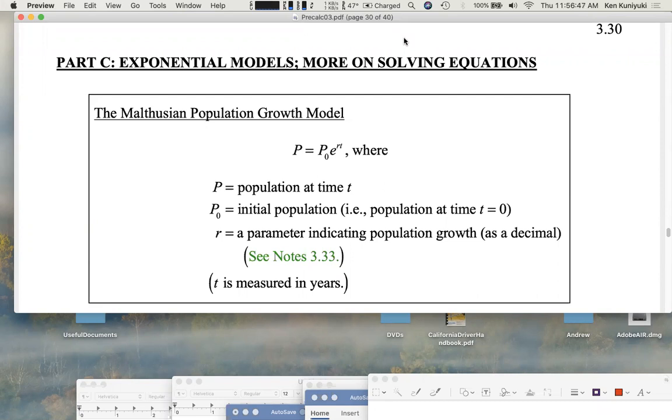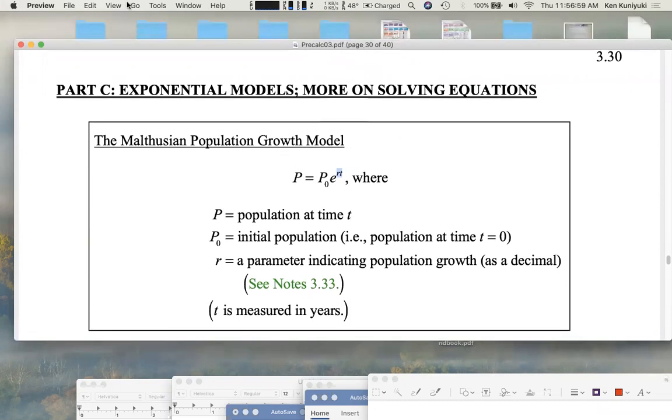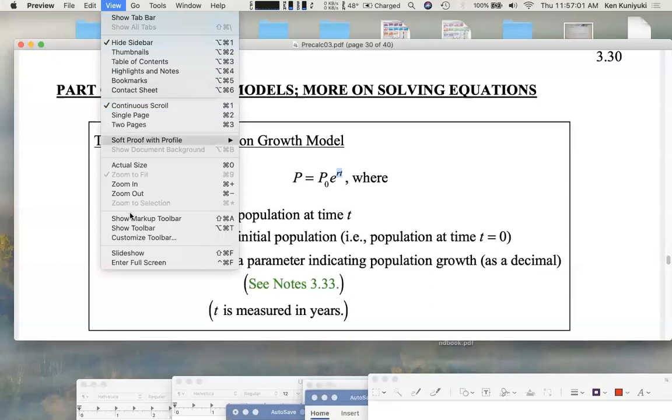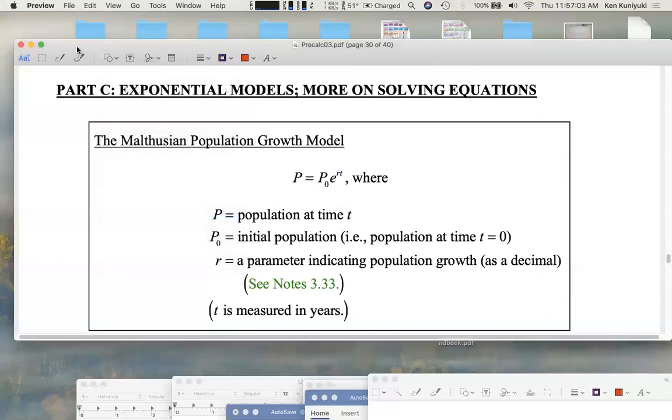Okay, now one set of examples for exponential growth is population growth, the Malthusian population growth model. It looks a lot like the continuous compound interest formula. Now, this is a bit confusing because before, P was the principal, and it was over here. Now, P is the dependent variable.